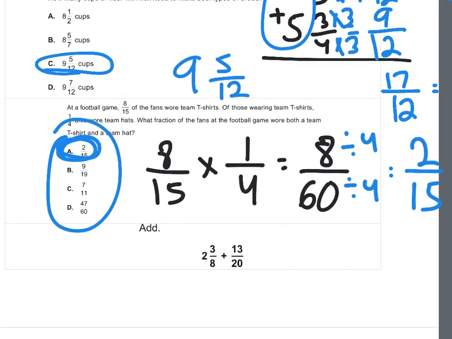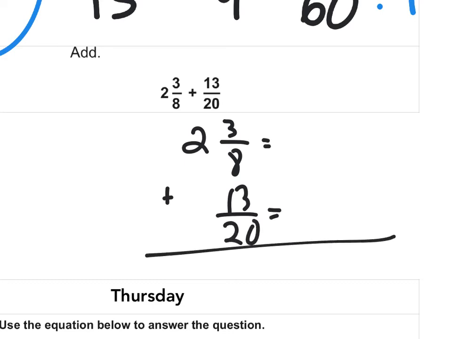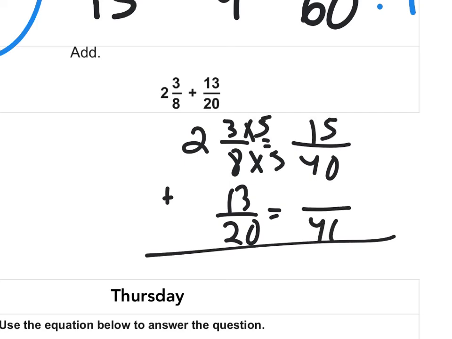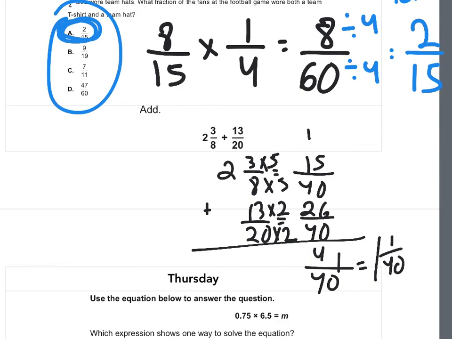For the last one, we just need to find a common denominator. Here's 2 3/8 plus 13/20. The number they have in common is 40. This is 8 times 5 and 3 times 5, which is 15. On the bottom one, this is 20 times 2 and 13 times 2, which is 26. When we add that up, we know that 15 plus 26 makes 41. That'll give us 41/40. And we know that would be 1 1/40. And that'll be the answer for the last one.